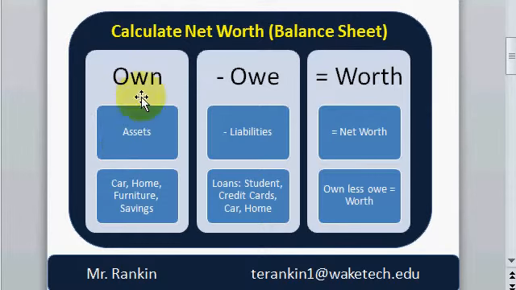In accounting, they call what you own assets. In accounting, they call what you owe liabilities. And net worth is net worth. So examples of assets or things you own would be cars, home, furniture, savings. What you owe would be loans such as student loans, credit cards, car loans, home loans, and the difference is what you're worth.